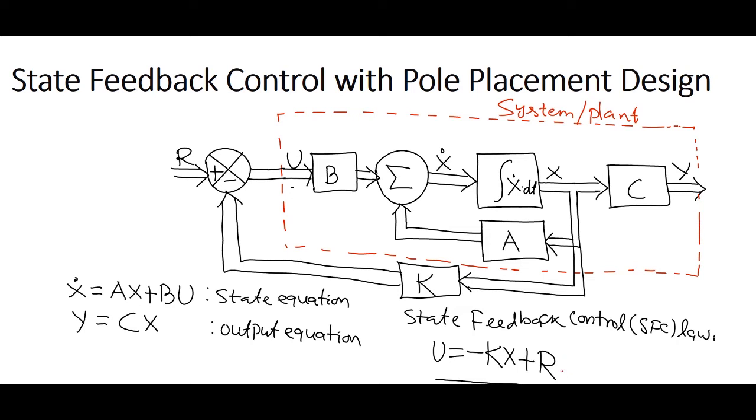Number of reference inputs is equal to number of inputs of the open system or plant. Number of reference inputs is also m. So, the dimension of the reference vector r is also m cross 1. Dimension of the reference or command input vector r is also m cross 1. With this, how the system behaves, let us understand in the next slide.